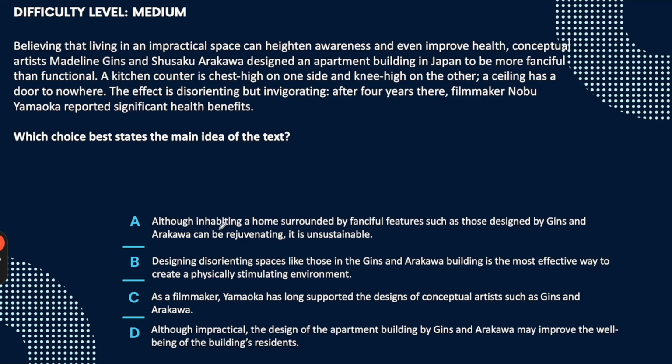Let's look at A. Although inhabiting a home surrounded by fanciful features such as those designed by Jins and A can be rejuvenating. So I could not find anything wrong here, honestly, right? I mean, the text is talking about the home having fanciful features, which was designed by Jins and A. It can be rejuvenating, it is unsustainable. It says rejuvenating in the sense that it can have positive impacts, but it is unsustainable. Now, the problem is with this word unsustainable. How do I know if this is unsustainable? How do I know if you can live there for a longer time or for a shorter time? The text does not tell me anything about it.